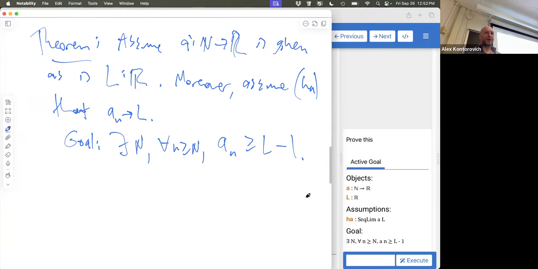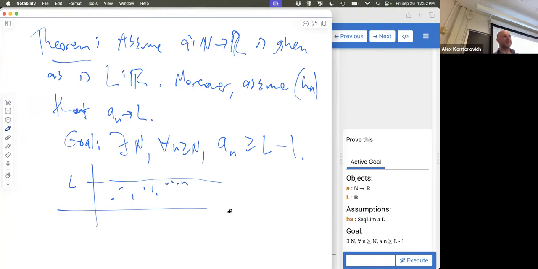So let's think about what's actually going on here. We have some sequence, dots, getting closer and closer to L. And we want to show that eventually, for all n sufficiently large, above some bound, you will never go below L minus 1. There's some point after which you will never go below L minus 1. How are we supposed to find such a point?